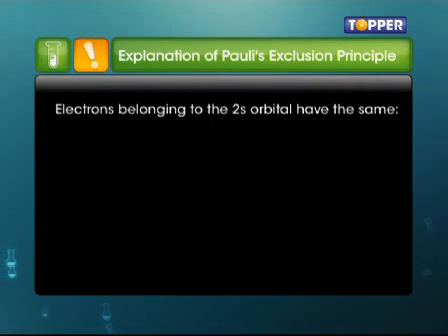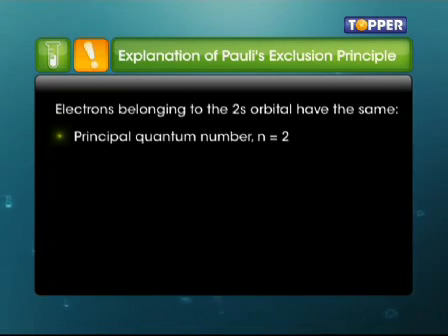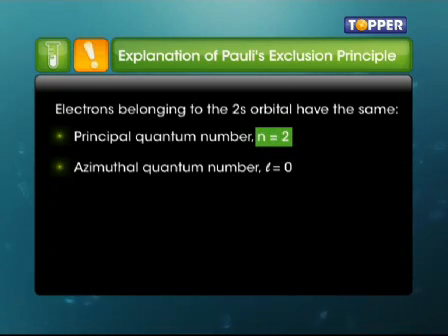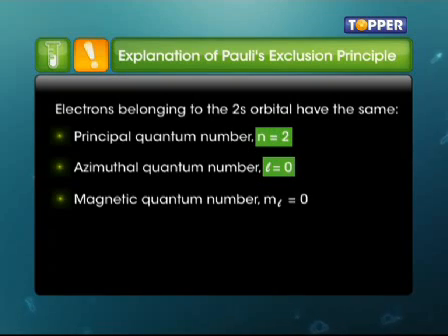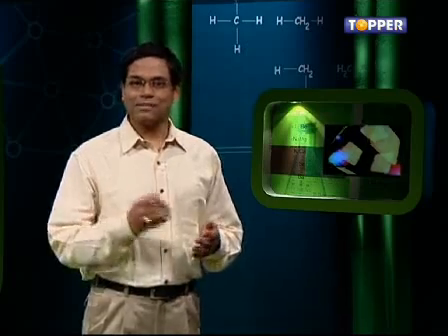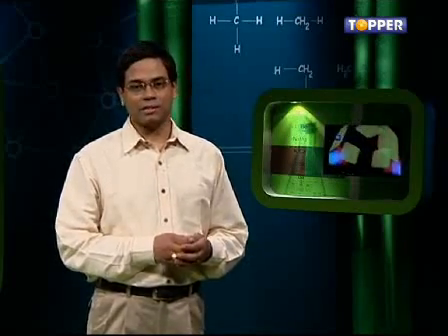Let's take the case of electrons belonging to the 2s orbital. Both electrons have the same principal quantum number, that is, n is equal to 2. They also have the same azimuthal quantum number, that is, L is equal to 0, and the same magnetic quantum number, that is, ML is equal to 0. So if the same set of quantum numbers applies to both electrons, it indicates that they are identical in location but different in behavior. This was the contradiction that Pauli resolved.